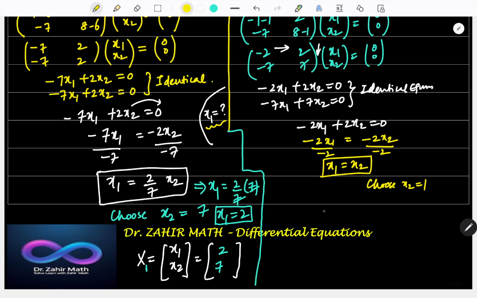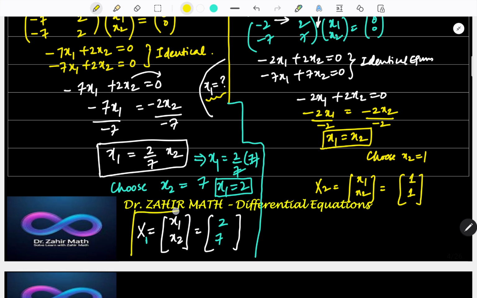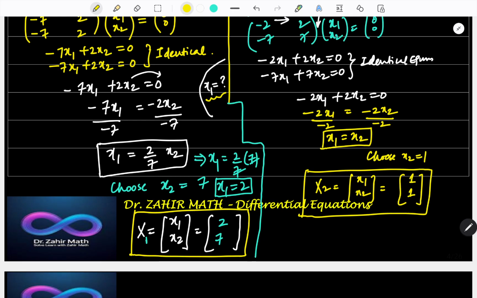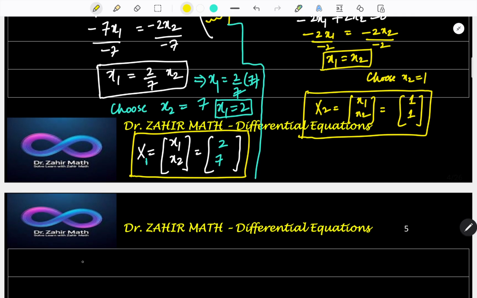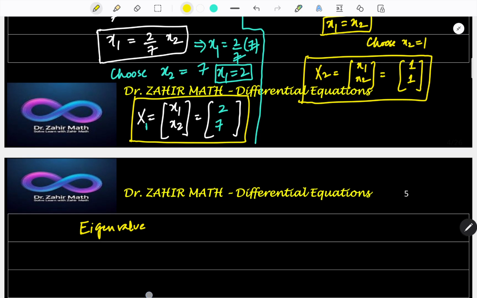So what happens now? We are going to write capital X2 is equal to small x1 and x2. What did I choose for x1? It is 1. And x2 is equal to 1. So this is my first eigenvector and this is my second eigenvector. So you're going to represent your answers. How? Eigenvalues and eigenvectors. Write eigenvalue and then write eigenvectors.